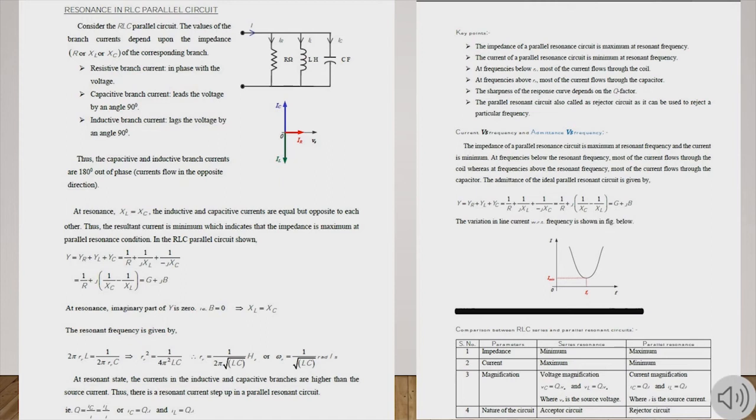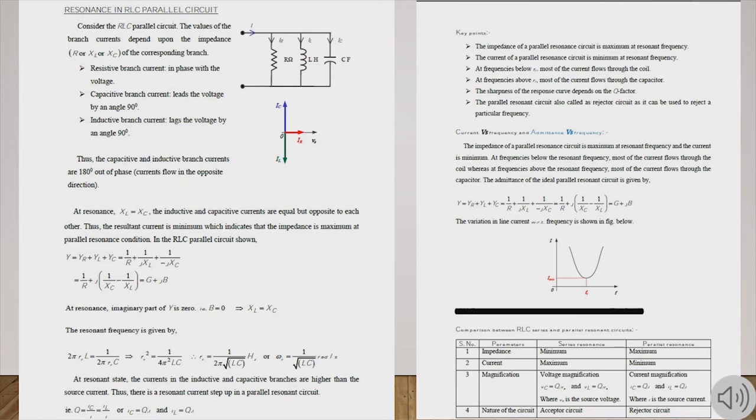The resonant frequency is given by 2πfr L = 1/(2πfr C), that is fr² = 1/(4π²LC). So fr = 1/(2π√LC) in Hertz, or ωr = 1/√LC in radians per second. At resonance, the currents in the inductive and capacitive branches are higher than the source current.